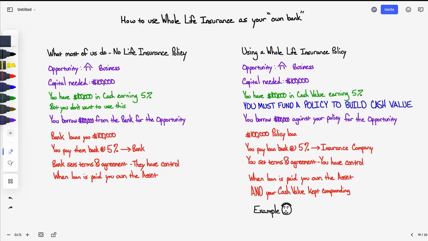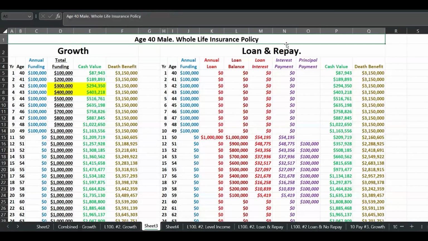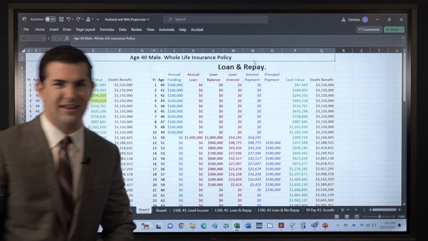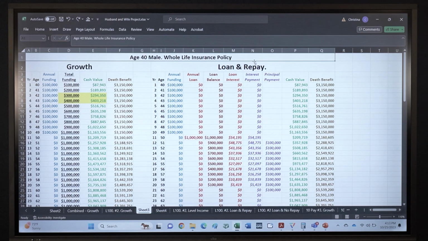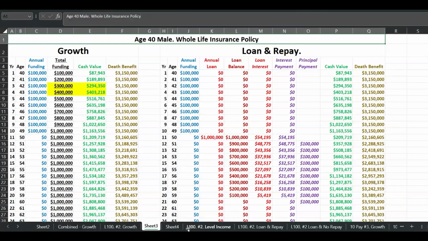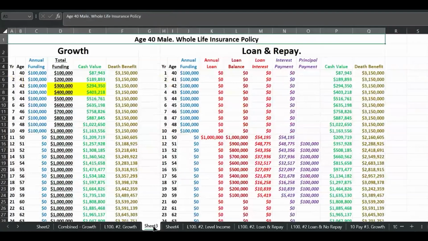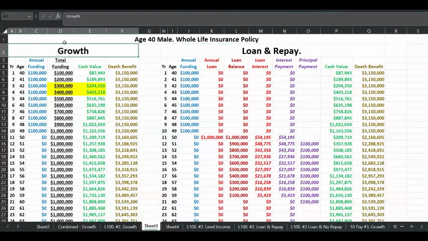So what we've got here is an illustration on the left displaying growth, and on the right, we're looking at a loan and then repayment. We're going to make this a little bit easier to follow and just look at the loan period. So here we go, a bit easier. We're going to start in policy year 10. So how much did we fund this policy with? If we go back to the last slide, to the left, you've got growth. This individual is funding $100,000 per year for 10 years. That's a total of $1 million.